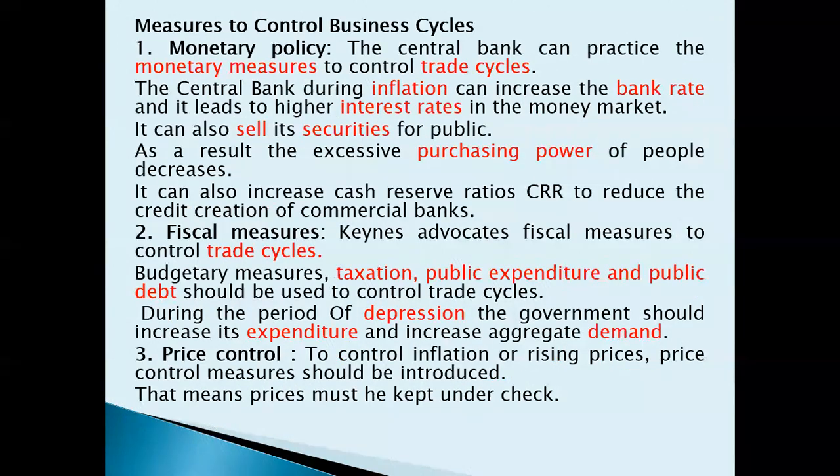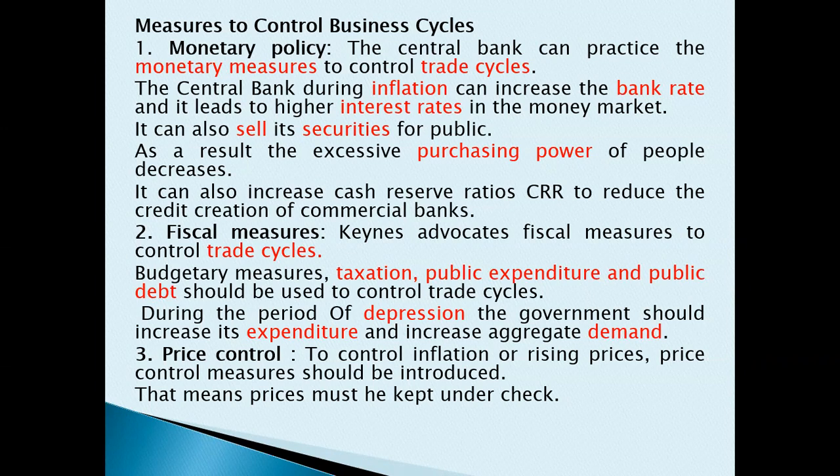Okay. Now, if the business cycles are there, what measures as an economy or as a country do I have to apply? So here the first policy to control the business cycle is to make changes in monetary policy. अभी monetary policy means क्या है? The central bank can practice the monetary measures to control the trade cycle. Trade cycle को control करने के लिए, inflation, depression, boom को control करने के लिए, a country's central bank, RBI, can prepare some monetary policies.